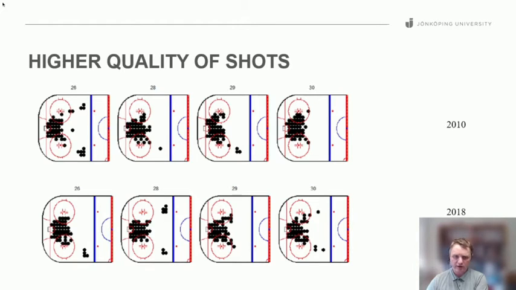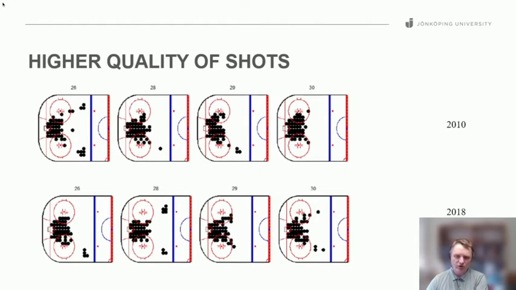Having said that, it could be interesting to investigate where the higher quality of the shots comes from. And this is really outside the scope of this study, but we noticed a few things. And first of all, there is a significant increase in the number of one-timers.